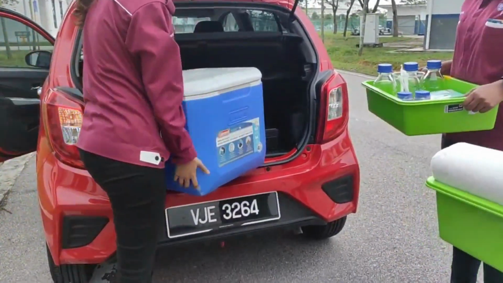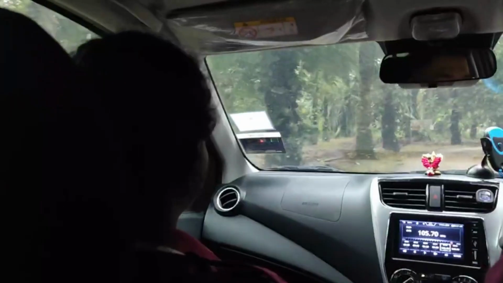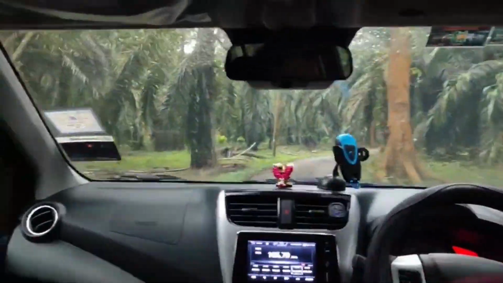I will introduce our groundwater sampling project. Our field sampling equipment includes a stability meter, conductivity meter, benchtop multimeter, litmus paper and more. Kangkar Sengar, Parit Sulong, Batu Pahat are village areas that do not have access to clean water due to the remoteness of the area.